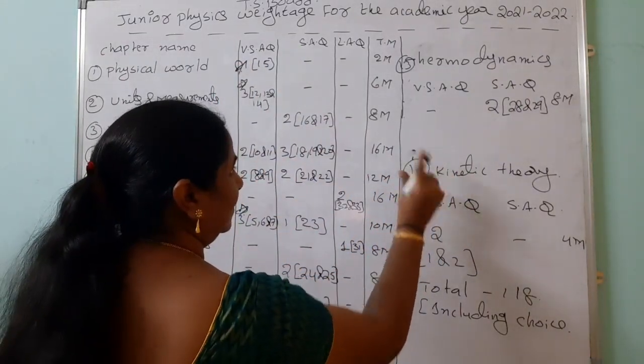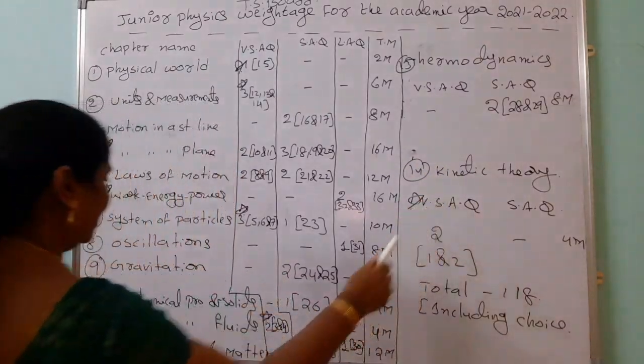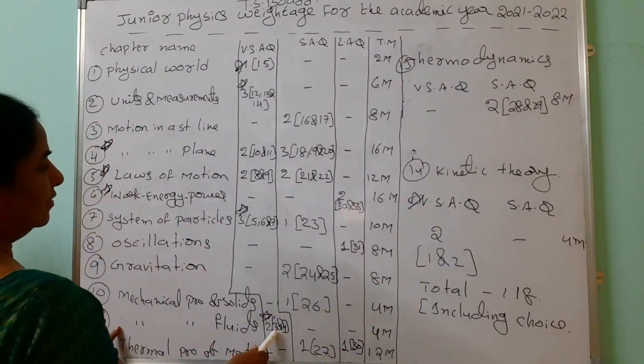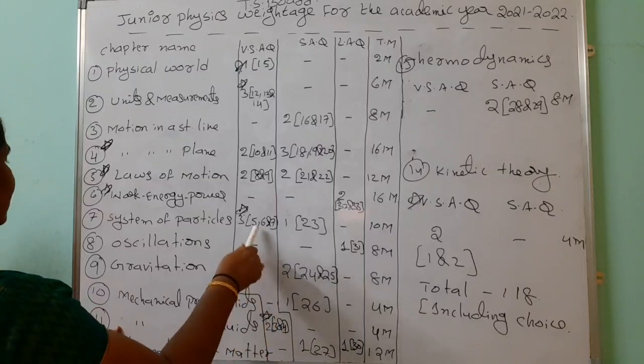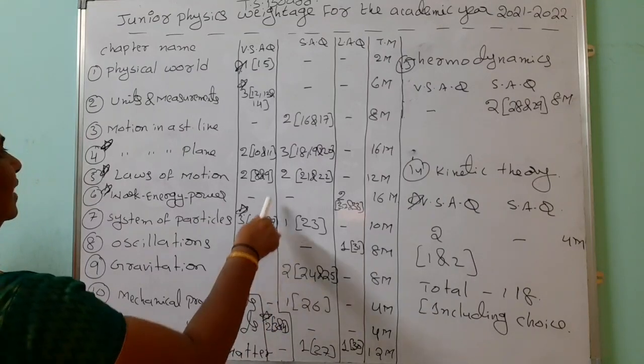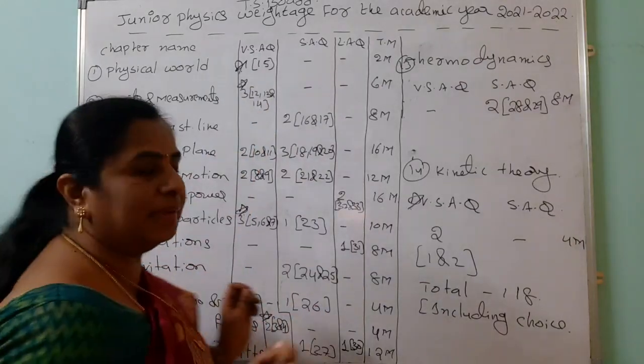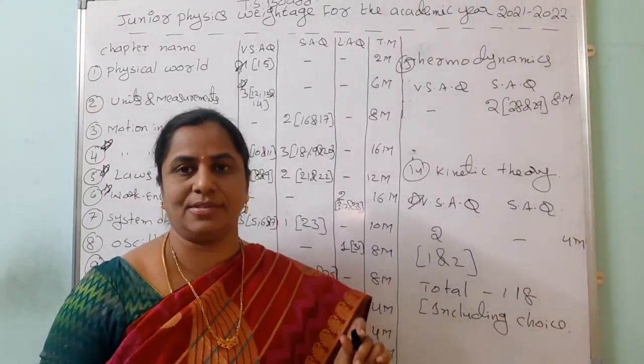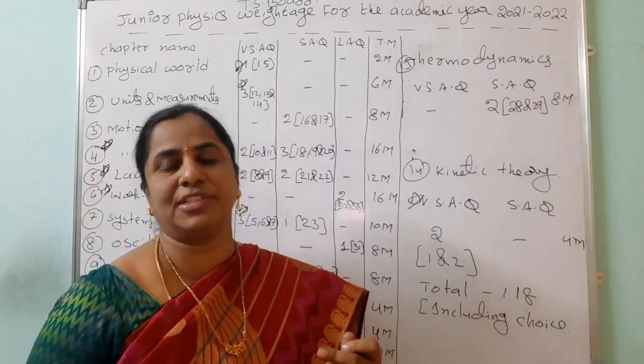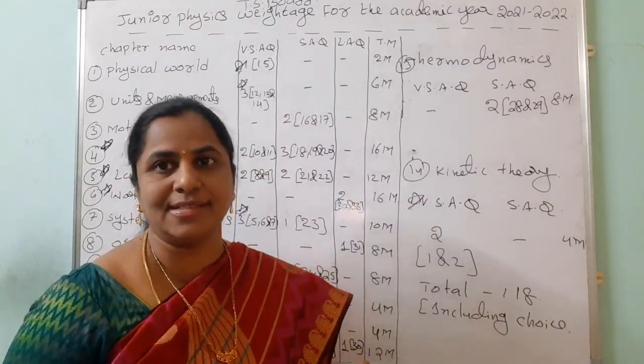For kinetic theory, VSAQs, this is 1. And mechanical properties of fluids 2, and system of particles another 1. Then we can go through the physical world and units and measurements. So bindas you can write 10 VSAQs. Anyway, you should go for 2 more chapters. It's better for you to get the 60 marks.